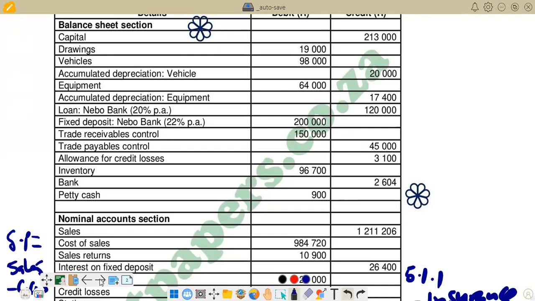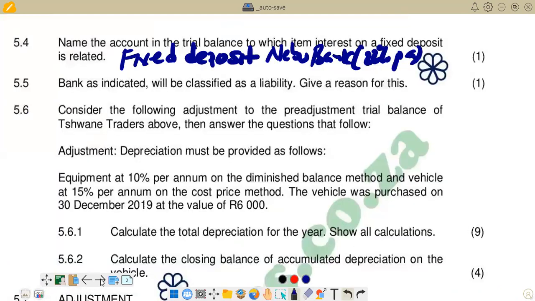So we can go back there and indicate that bank overdraft. Or you can just state that the bank has credit balance as per trial balance. That's another appropriate response that you can give there. Then you go to the next one.